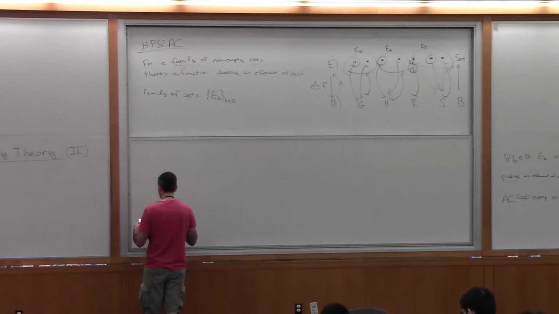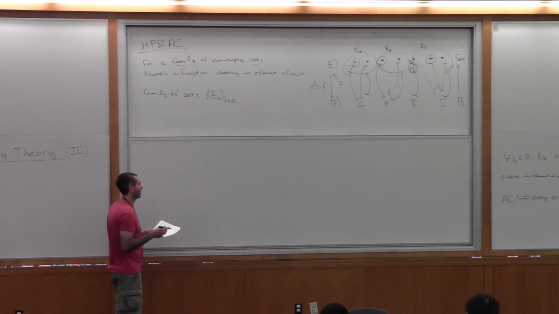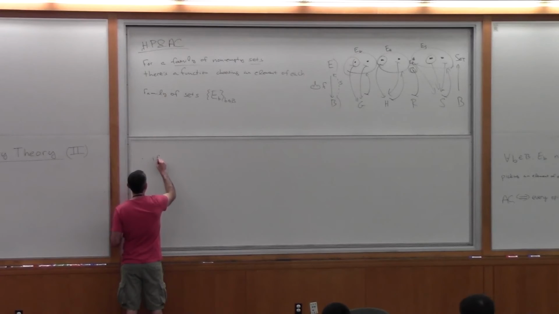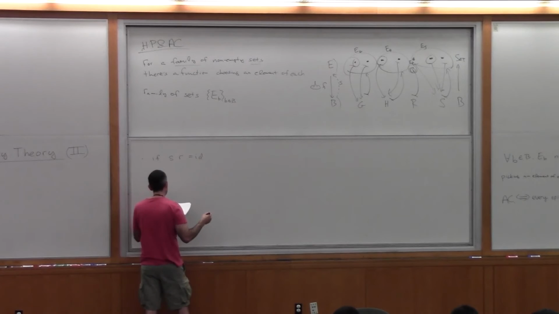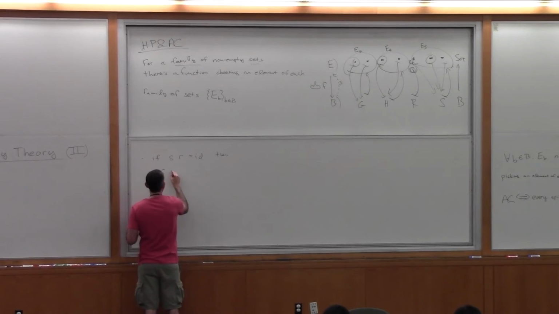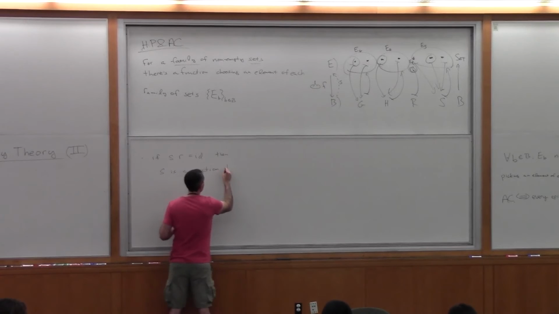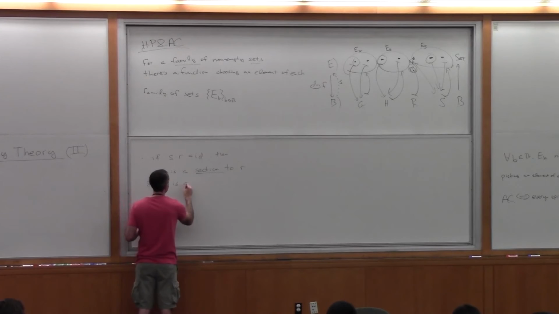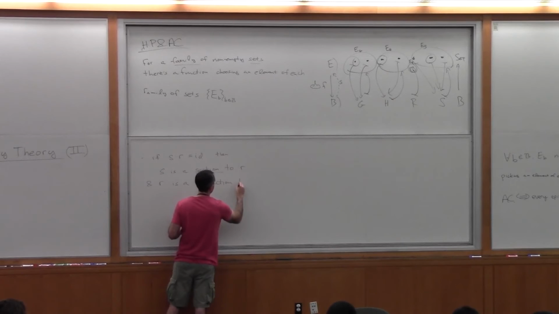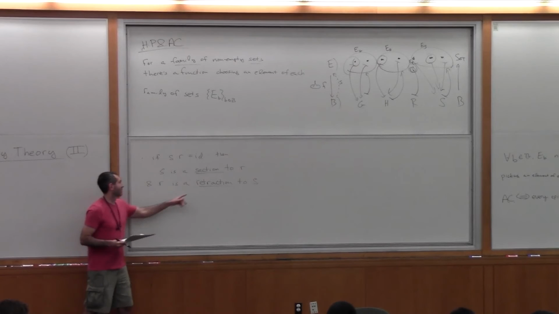So I'm just going to introduce another piece of terminology that's going to be equivalent to split monic and split epic. We say if S followed by R is the identity on whatever it must be, then S is a section, this is vocabulary, to R, and R is a retraction to S. Okay, so this terminology should at least be familiar, right?